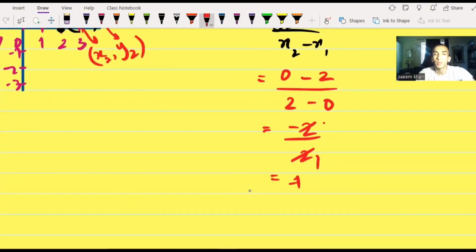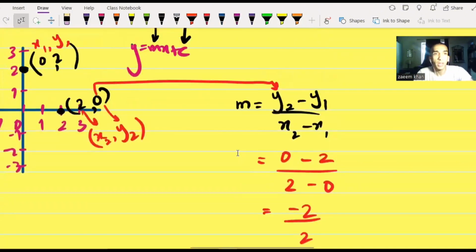Now, if you solve this, you get negative 1. 2 goes into 2 one time, right? So we can cancel the 2's and just write 1. So the answer that we get is negative 1. What is this negative 1 showing? This negative 1 is showing the value of m.